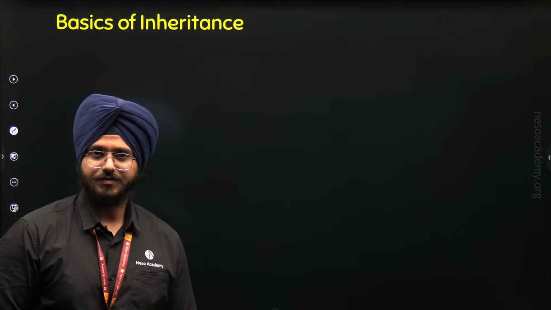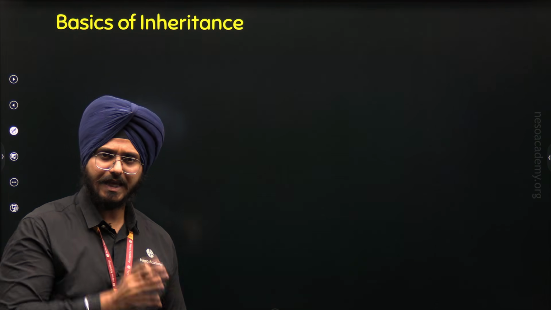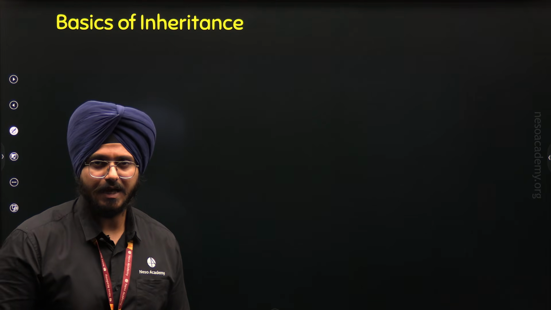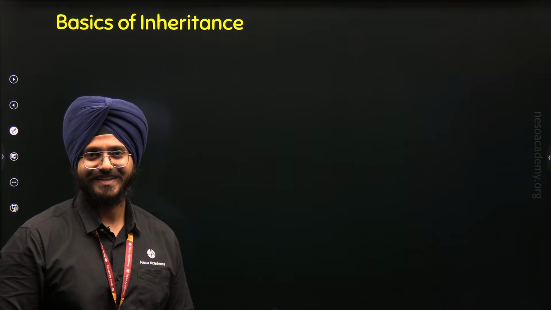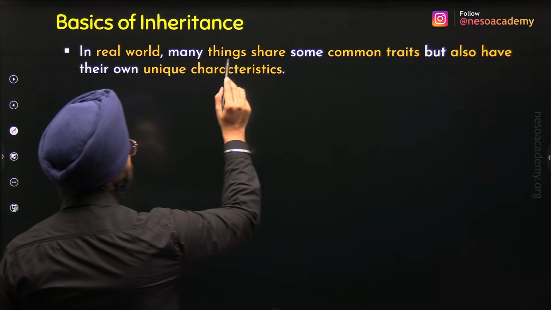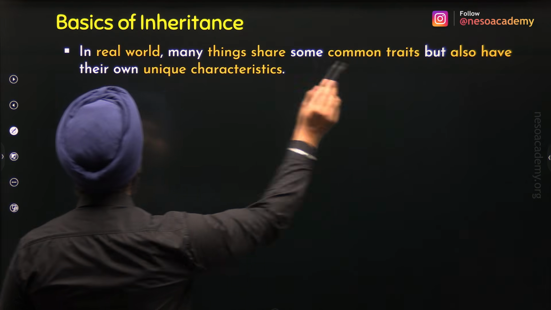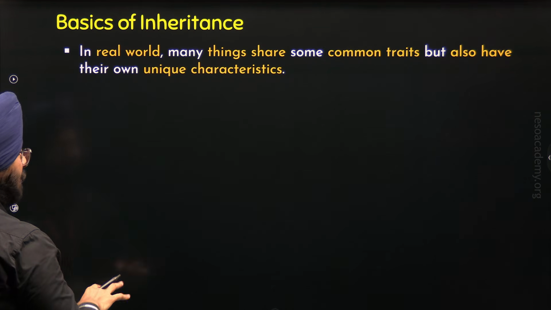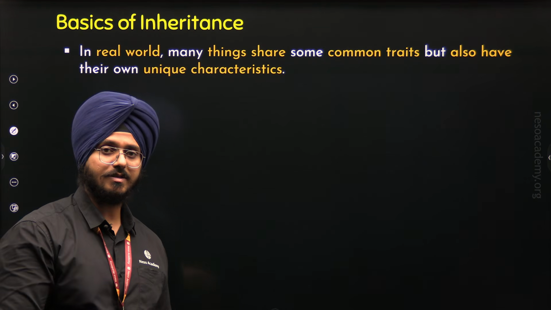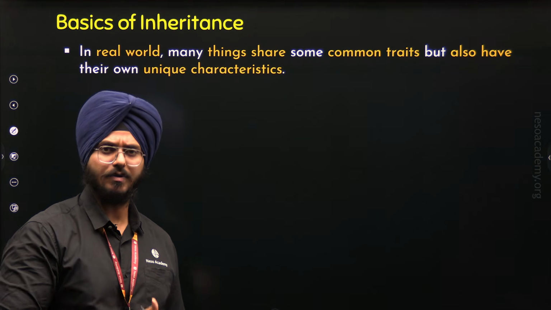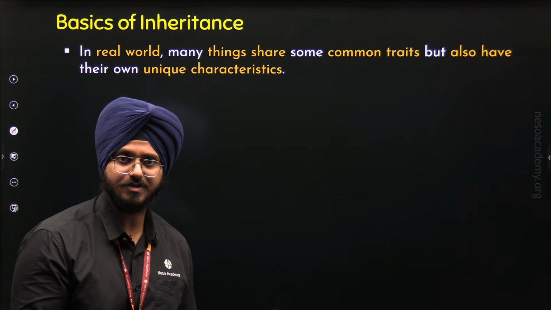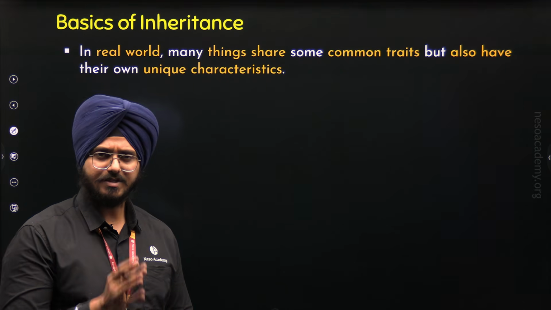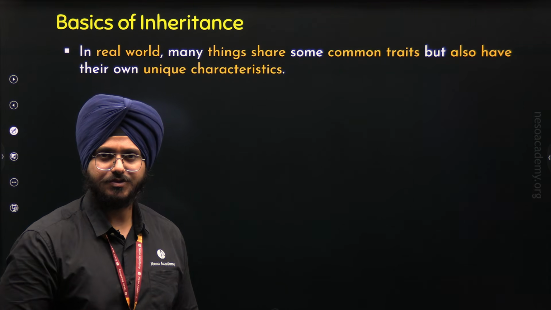Now, what is inheritance? In order to understand what is inheritance in C++, let's understand what is the meaning of inheritance in real world. In real world, many things share common traits but also have their own unique characteristics. This is true in the real world. There are many things in the real world that share some common traits, or we can say characteristics, but they also have their own unique characteristics.